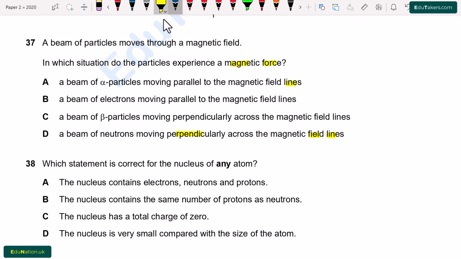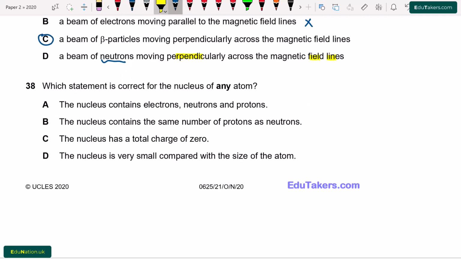So there will be no force when the particle moves parallel to the magnetic field lines. So option A and B is incorrect. Force is only experienced by the particle when it moves perpendicular to the magnetic field, and there should be a charged particle. If the particle has no charge, there will be no force. It means that option C is correct, which shows beta particles which move perpendicularly across the magnetic field lines. Option D is incorrect because of the neutrons, because neutrons are neutral. So that's why option D is incorrect.